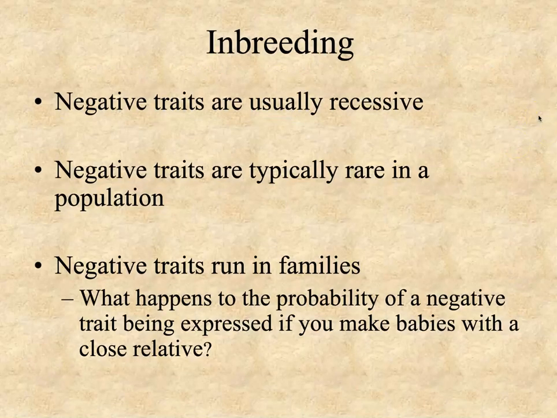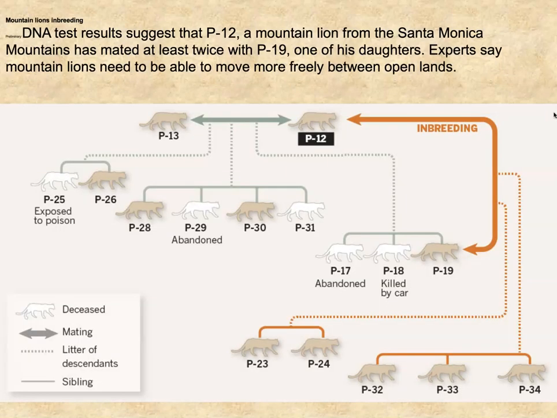With inbreeding, negative traits are usually recessive, and negative traits are typically rare in a population, but again, that depends on population size. However, negative traits run in families, and so what happens to the probability of a negative trait being expressed if you make babies with a close relative? Well, this is happening in a small isolated mountain lion population in the Santa Monica Mountains.